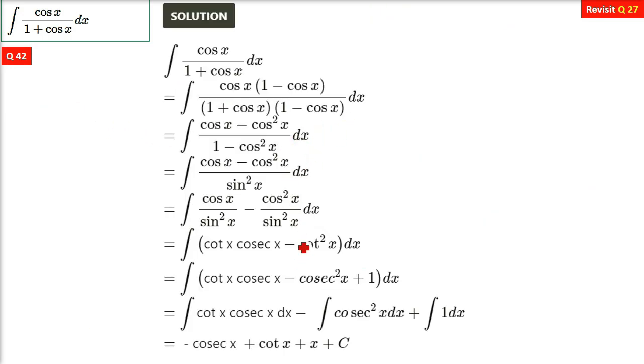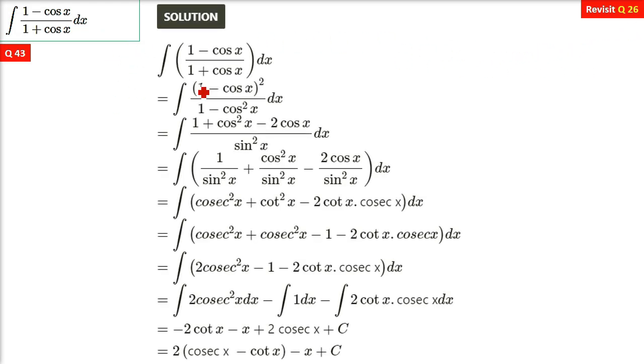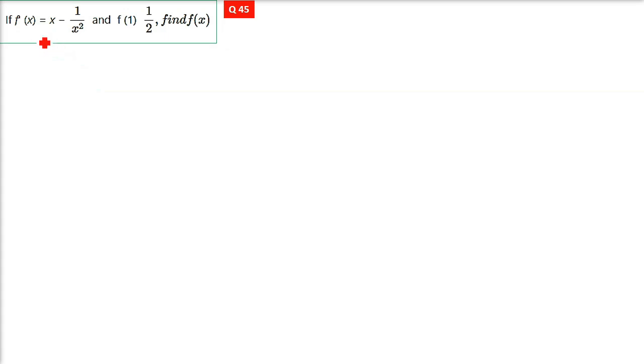So which is the standard result? Already question 27 has been done. Again the same thing, you can revisit question number 26. This question has already been done, but for the sake of completion, just see how it is done. If you have any problem, just comment and I will go through it.